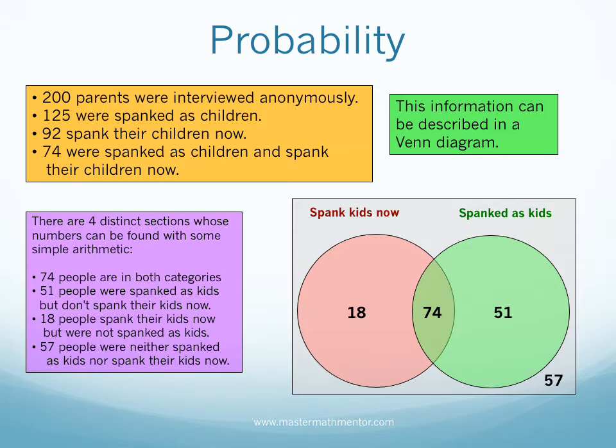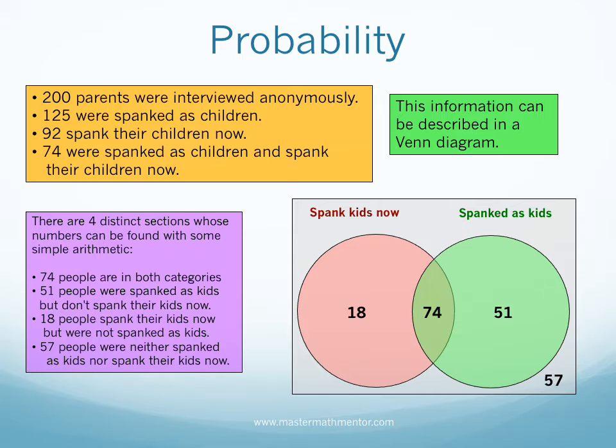We see two circles, the red spanking kids now circle and the green spanked as kids circle. The two circles intersect, and the 74 parents in both categories are placed in that intersection. Since there were 125 parents who were spanked as kids, and we have already accounted for 74 of them, there are 125 minus 74, or 51 parents in the spanked as kids circle.